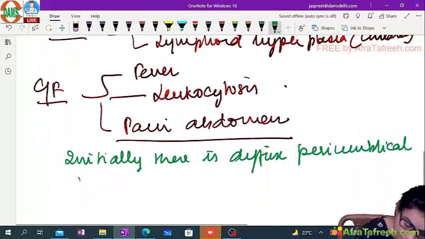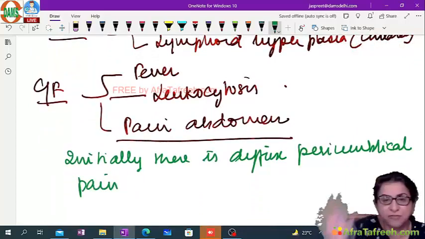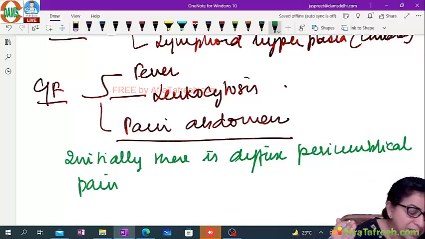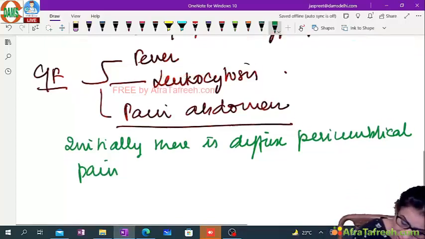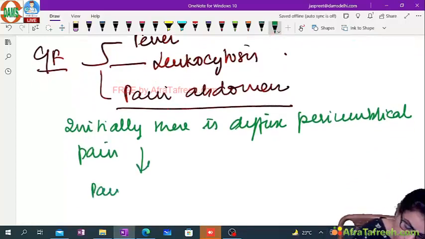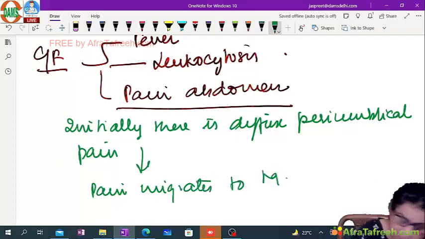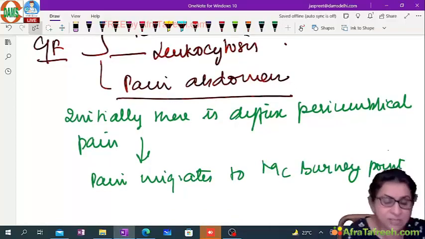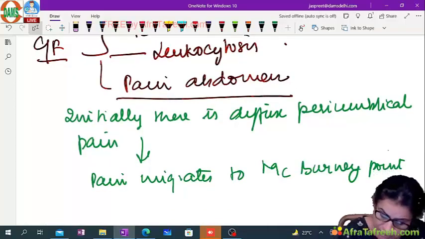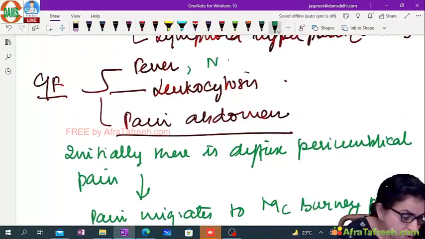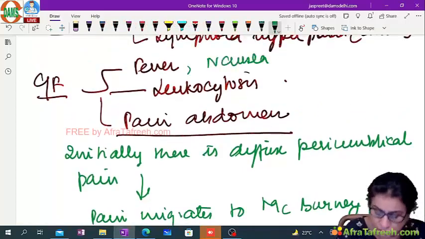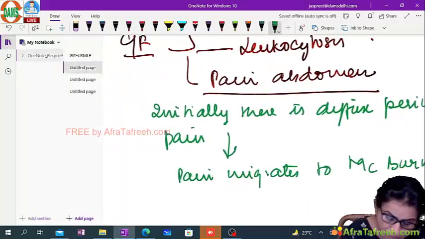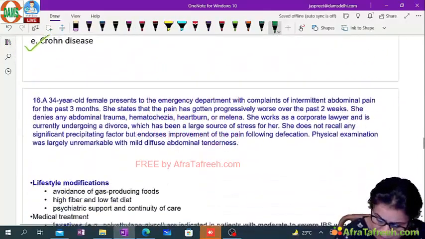Initially it is around the umbilicus, diffuse pain around the umbilicus, and then the pain migrates to McBurney's point. In addition to pain, the patient has fever and nausea also. Now what is this McBurney's point? Let us see.